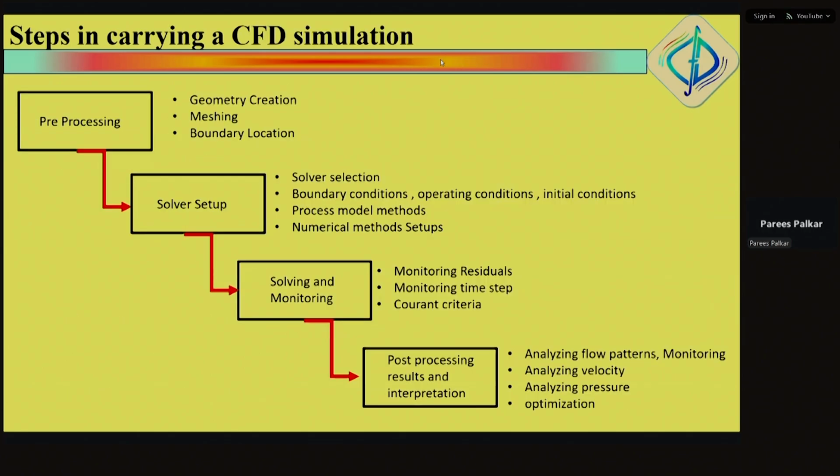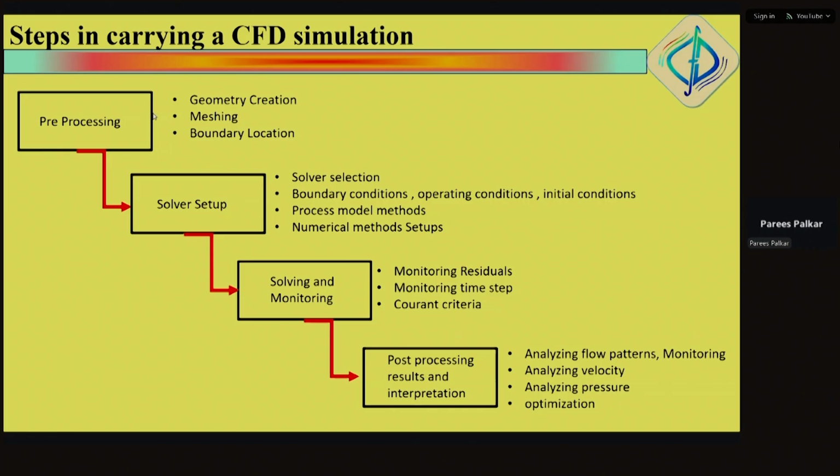So there are general steps that are carried out in a CFD simulation. This is not bounded to this case, but in any simulation there are four parts. First is pre-processing, second is solver setup, third is monitoring and solving, and fourth is post-processing, in which results and interpretation fall. So let us look at them one by one.